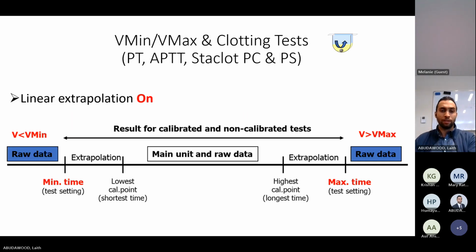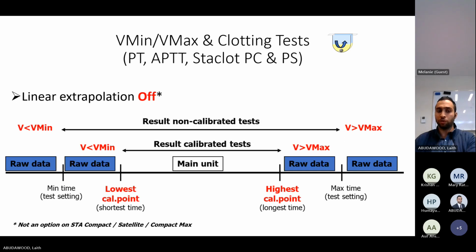These slides will just help you visually understand what I have sent you in the table. Your boundaries, let's say for linear extrapolation, when it's on, the results for calibrated and non-calibrated tests are bound by your maximum time or minimum time. If you switch off your linear extrapolation and the assay is calibrated, then you are bound by your lowest calibration point and highest calibration point. If there is no calibration, then extrapolation is meaningless. Extrapolation is applicable to the calibration curve.